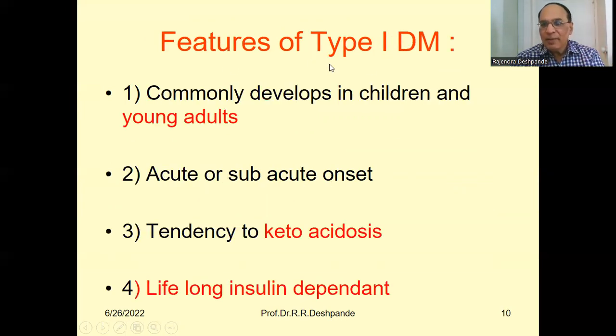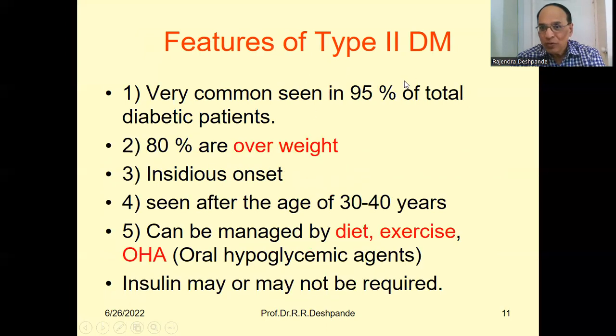Okay, features of type 1 diabetes, juvenile diabetes: commonly develops in children and young adults. The onset may be acute or subacute. It has a complication: type 1 diabetes may have a tendency to ketoacidosis. That means if sugar is not controlled, there is hyperglycemia and the blood will be acidic. That is called ketoacidosis. The patient can be unconscious. These patients, type 1 juvenile diabetes, are lifelong insulin dependent. There is no alternative, no oral tablet. Okay. Features of type 2 diabetes mellitus.